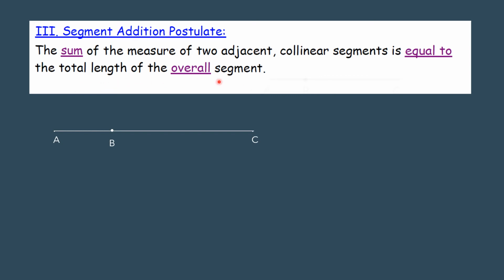So if we look at our picture here, there are actually three segments in the picture. There is segment AB, there is segment BC, and there is segment AC.